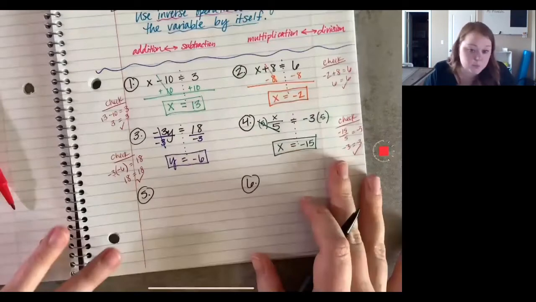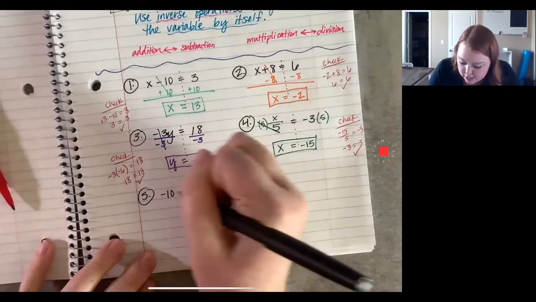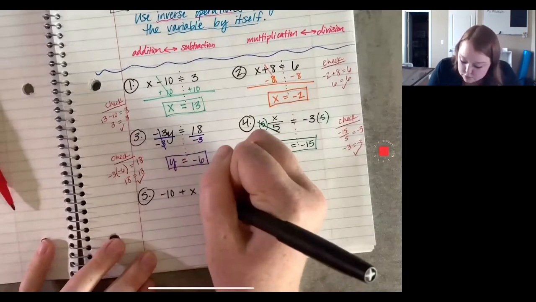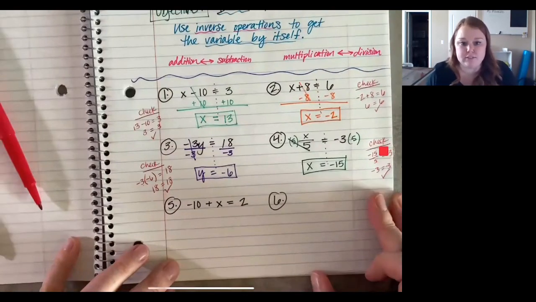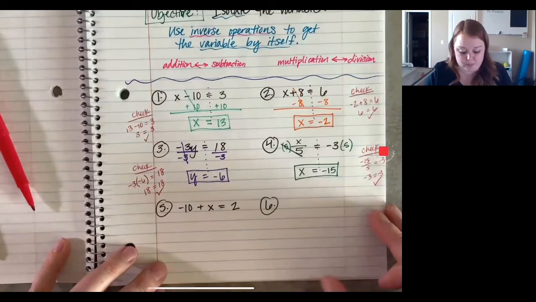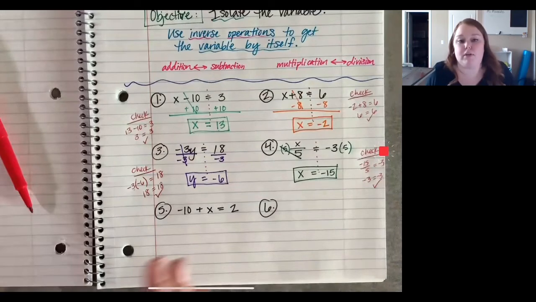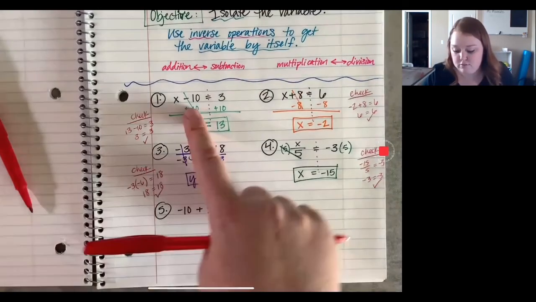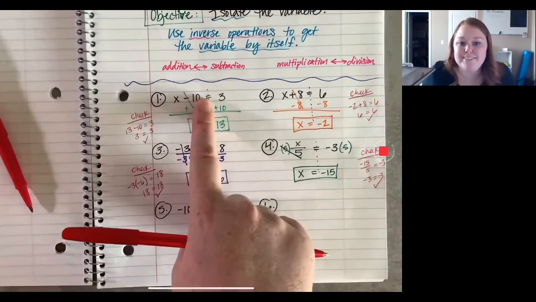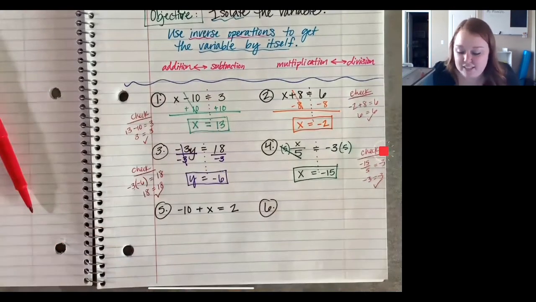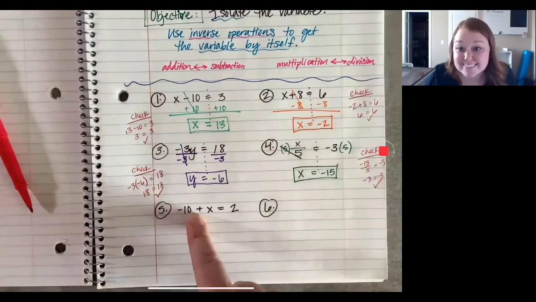Okay. Number 5, -10 plus x equals 2. This type of setup seems to throw kids off. They're used to seeing it like this, x minus 10. But did y'all know that x minus 10 is the same thing as negative 10 plus x?